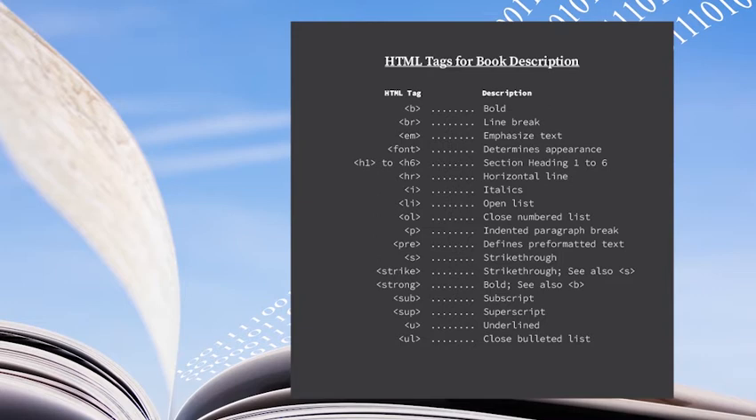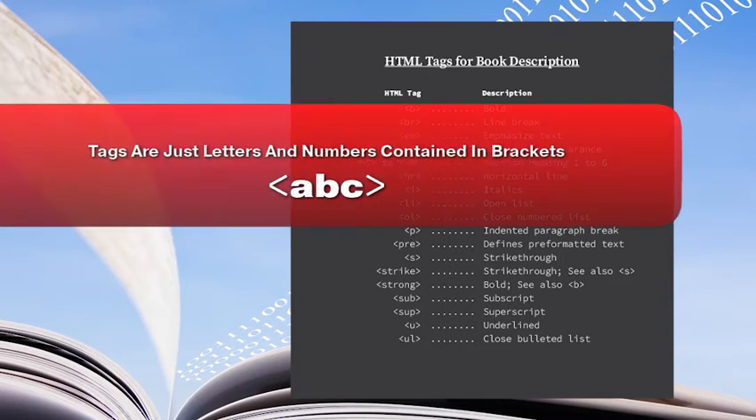So, just some basic rules, I guess, or ideas about HTML tags. All tags are simply letters or numbers, and they're contained inside a less than and a greater than symbol on either side of them. So they're contained in these little brackets. That's number one.